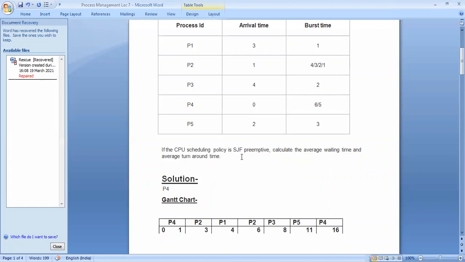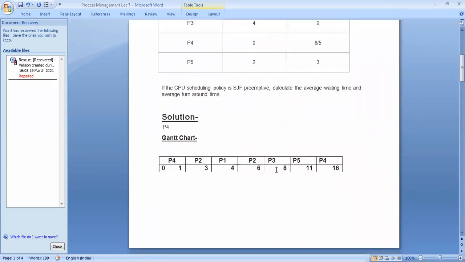Then again after 3 milliseconds we'll check within the ready queue how many processes are there, and compare which process has less burst time. That process will execute first. So this is the concept of the shortest job first preemptive algorithm, and it is called the shortest remaining time first algorithm.